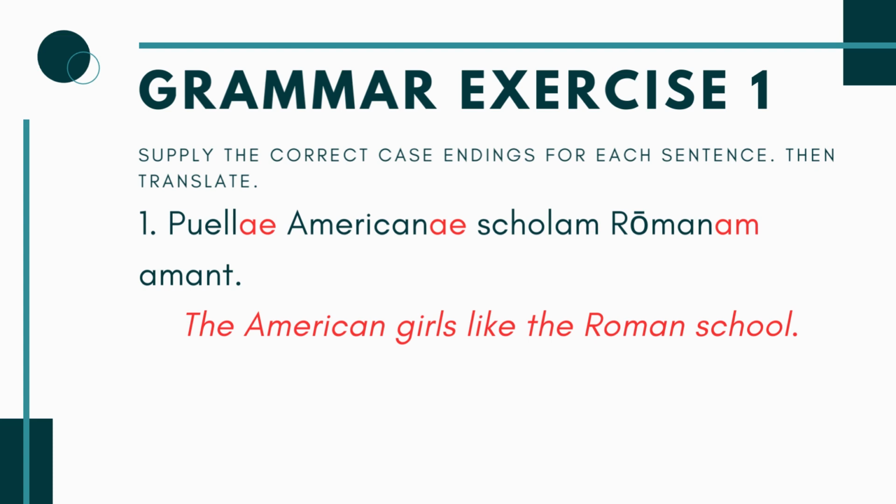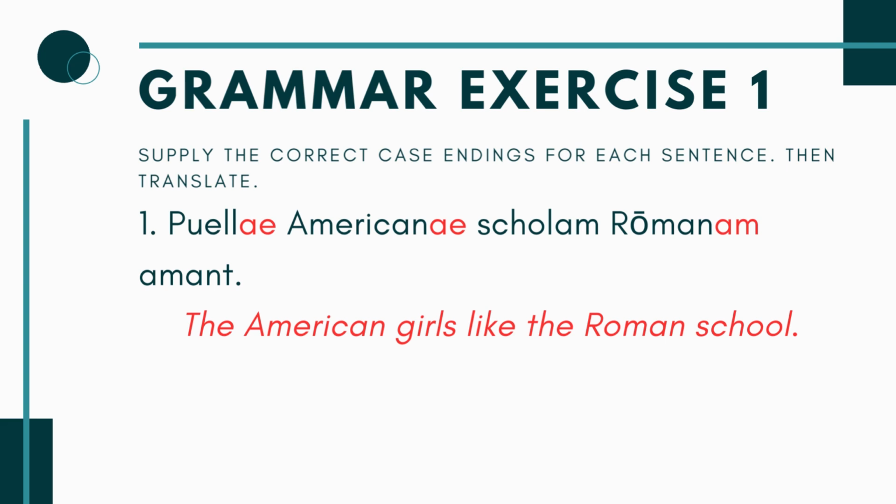So we need to find a word that works as the subject. The only other noun we have here, right? We have two adjectives, American and Roman. Leave those to the side because we're looking for a noun. The only other noun is the word puel, which is either puella, girl, or puellae, girls. Now, we know it's going to be girls because my verb is plural. If I have a plural verb, I need a plural subject. That's why I put puellae here. All right, so I'm saying the girls like the school.